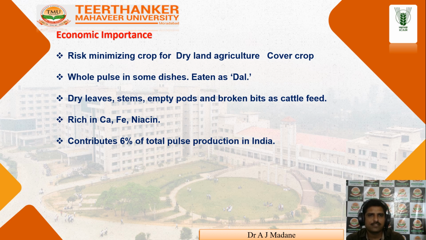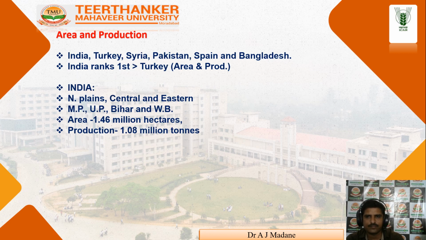Dry leaves, stems, empty pods, and broken bits are used as cattle feed. It is rich in calcium, iron, and niacin, and contributes about 6% of total pulse production in India. Out of 100% of the pulses, lentil contributes 6% of pulse crop production.